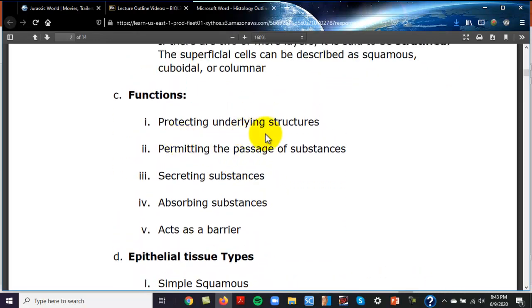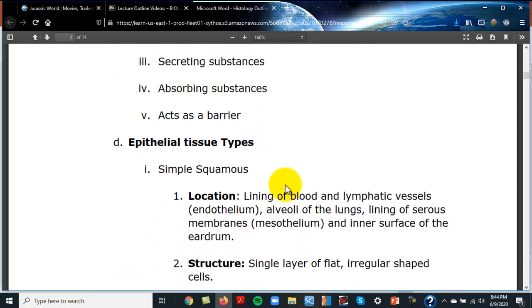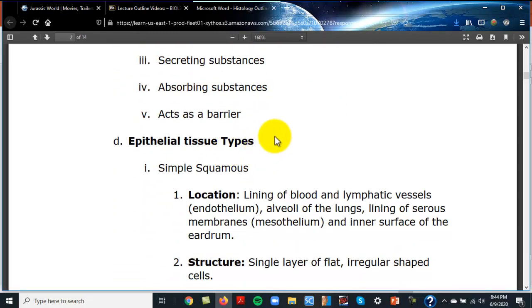So here are some functions of epithelial tissue. Yes, they do protect underlying structures, permitting the passage of a substance. Oxygen diffuses into the bloodstream across a membrane of epithelial tissue. It's called simple squamous epithelium in the lungs. The walls of the alveoli are made of that. Secreting substances, they do secrete mucus in some areas. Absorbing substances, yes. The lining of the stomach is a layer of epithelium. The lining of the small intestine, layer of epithelium. Acts as a barrier, which is like the bladder layer, does that.